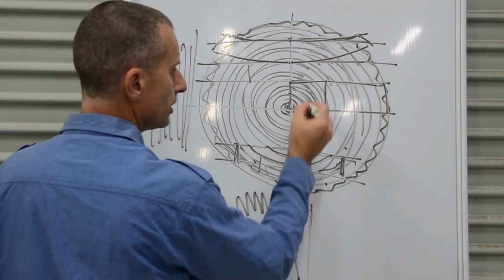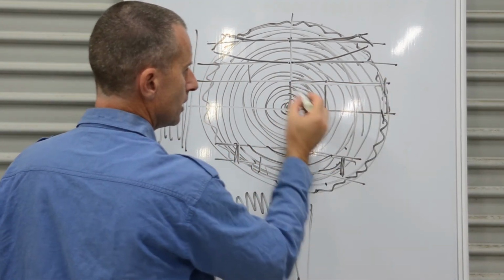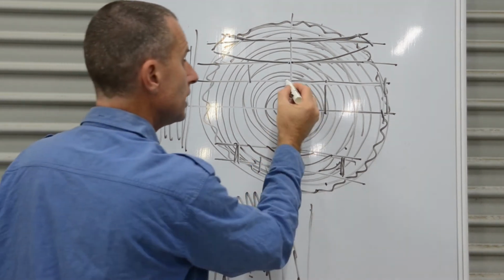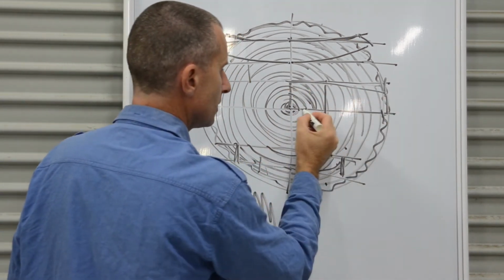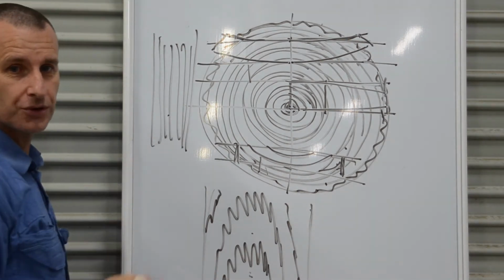Now with the quarter sawn piece, this here shrinks and that doesn't shrink very much. So I actually end up with a board that slightly tapers. That's a bit of an exaggeration there, okay? But that's the sort of thing that happens.